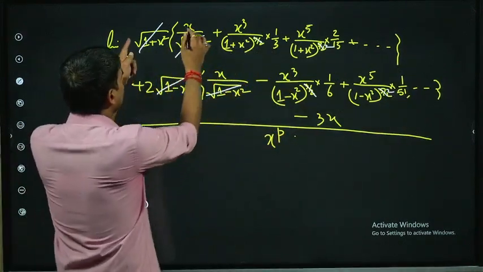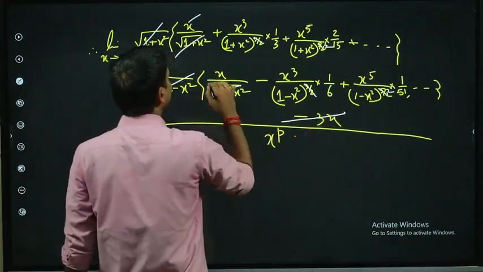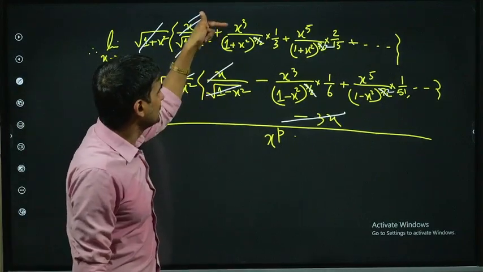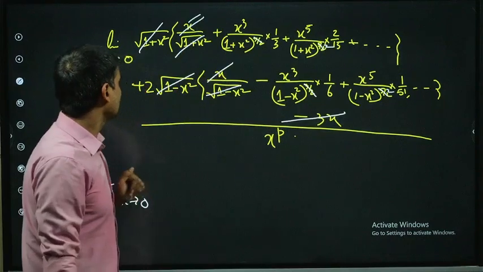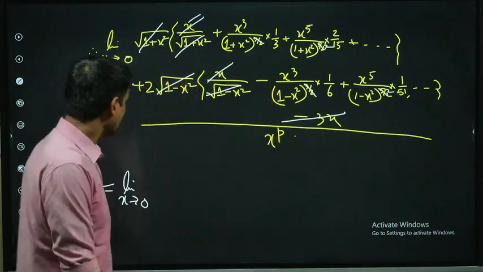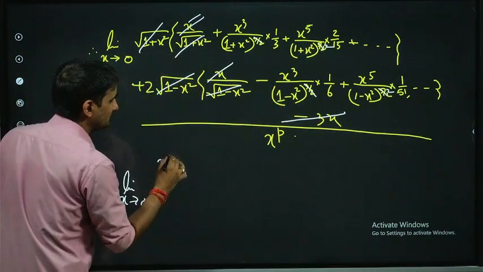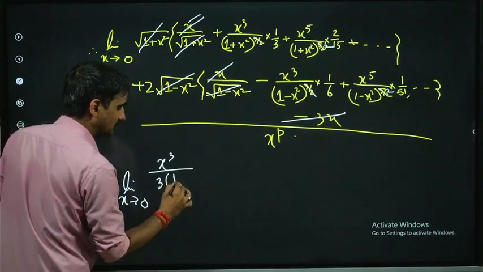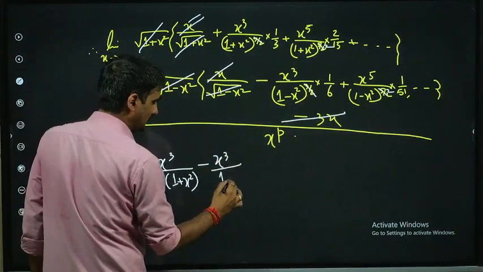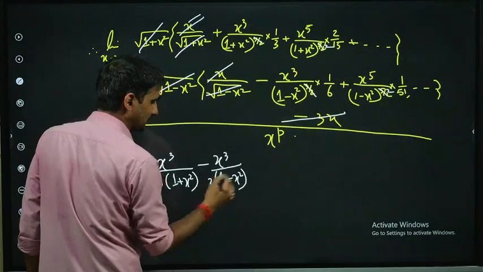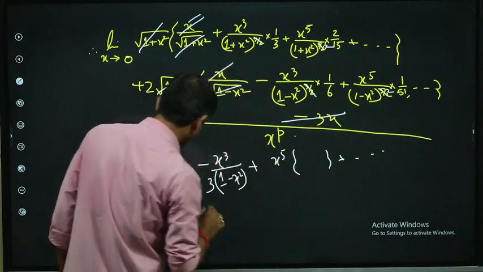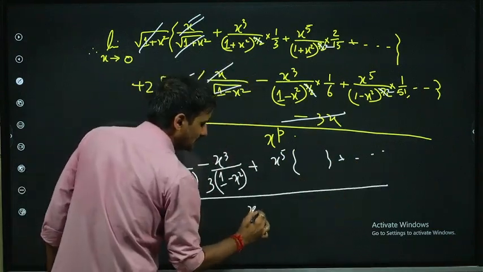You will be left with power 2 here, and that's it. Now this is x plus 2x minus 3x, so these terms are gone. Now take it inside. So this is x cube upon 3 times (1 plus x square), and this is minus 2 that gets cancelled. So let's simplify it. It is x cube upon 3 times (1 plus x square), minus x cube upon (1 minus x square) into 3, plus some x raised to the power 5 and something and something upon x raised to the power p.